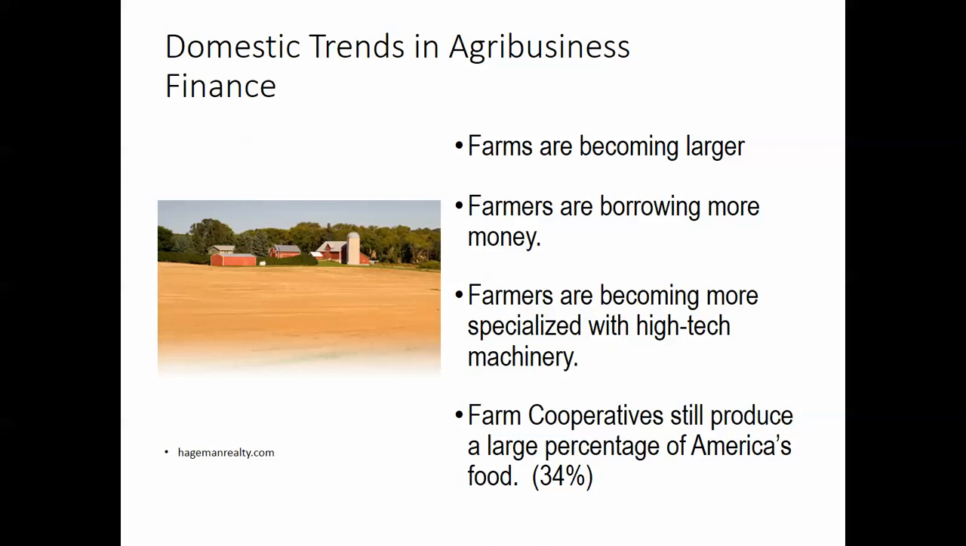Farm cooperatives produce a large percentage of America's food. So if you think about your local farmers co-op, if you think about your dairy cooperative, they are considered producers, even though there are many, many farmers that own that cooperative. Their produce goes through the cooperative before it goes to the consumer.